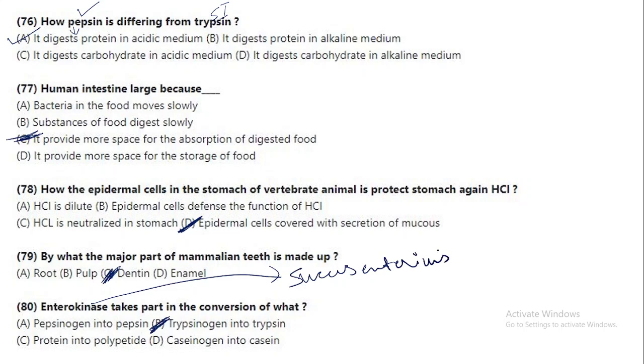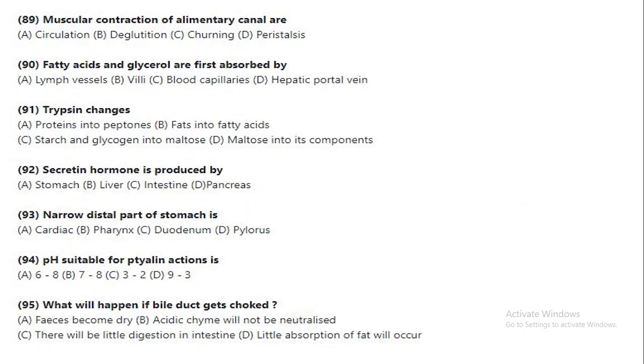Succus entericus, which is in turn nothing but the intestinal juice, converts inactive trypsinogen into trypsin. Muscular contraction of the alimentary canal: is it circulation? No. Deglutition is swallowing, so that's not it. Churning is a movement that happens in the stomach. So the muscular contraction of the entire alimentary canal is peristalsis. This is the right answer.